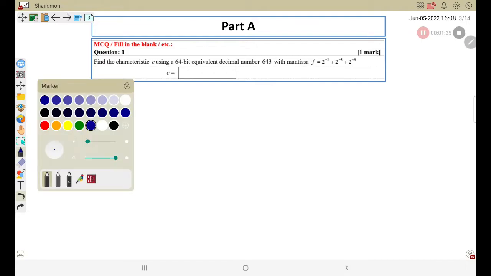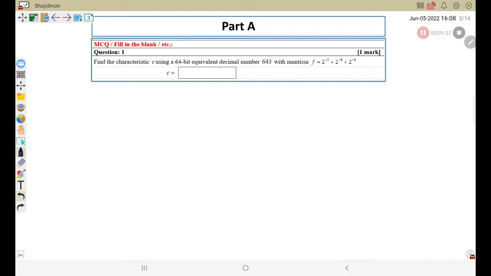find the characteristic c using a 64-bit decimal number 643 with mantissa f equal to 2 power minus 3 plus 2 power minus 8 plus 2 power minus 9. Find the characteristic. This is the question from the 1.2 section. We need to calculate the characteristic c value and write what that c number is. Just start from the rule we studied in the 1.2 section.